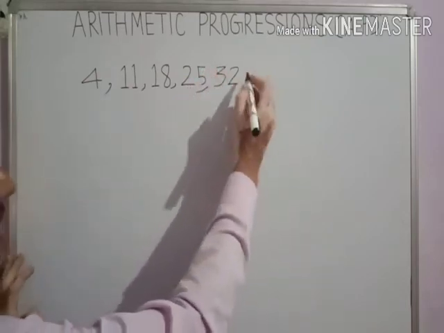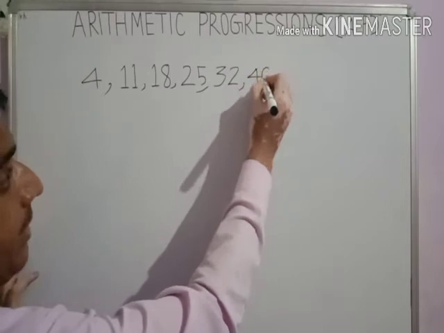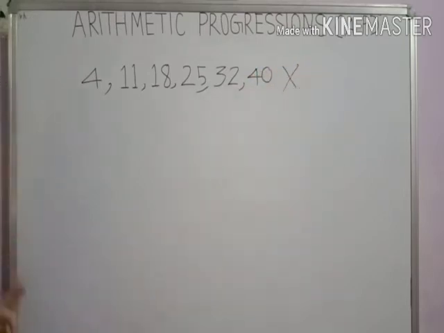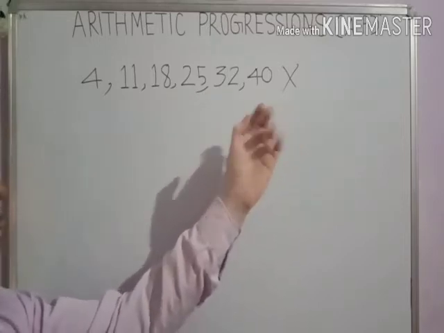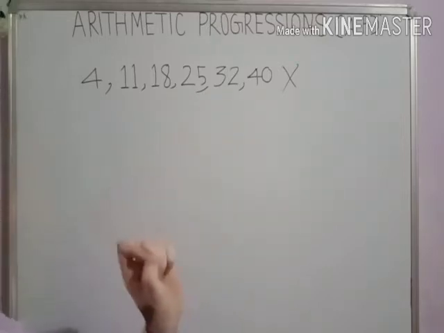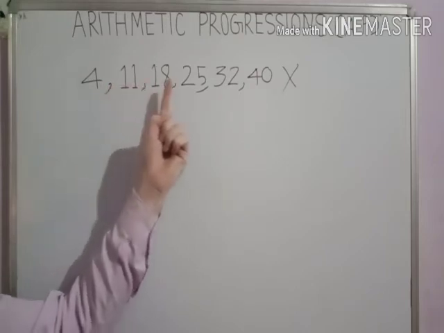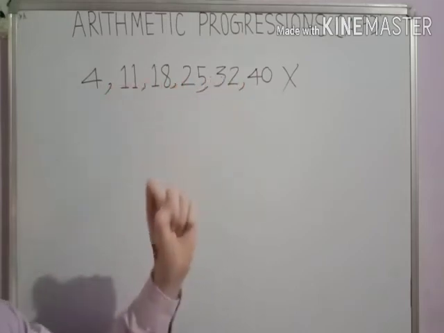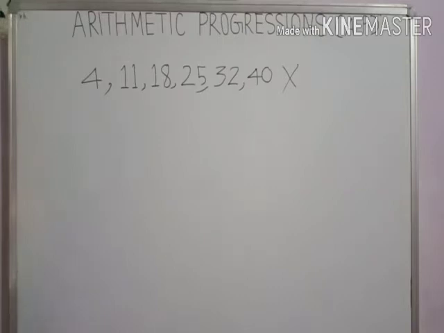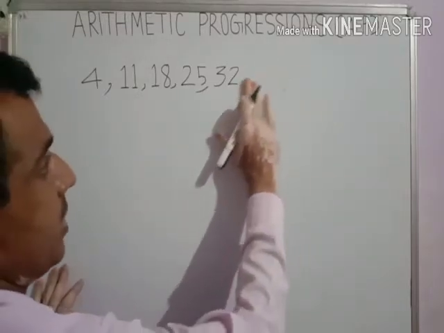And if I write here 32 and then 40, then it is not an AP, because the condition of an AP is that throughout the sequence the common difference should be the same. Like here the difference would be 7, here 7, 7, 7, and here it is 8. In this case it is not an AP. It means throughout this AP the difference should be constant. So I will remove this one.